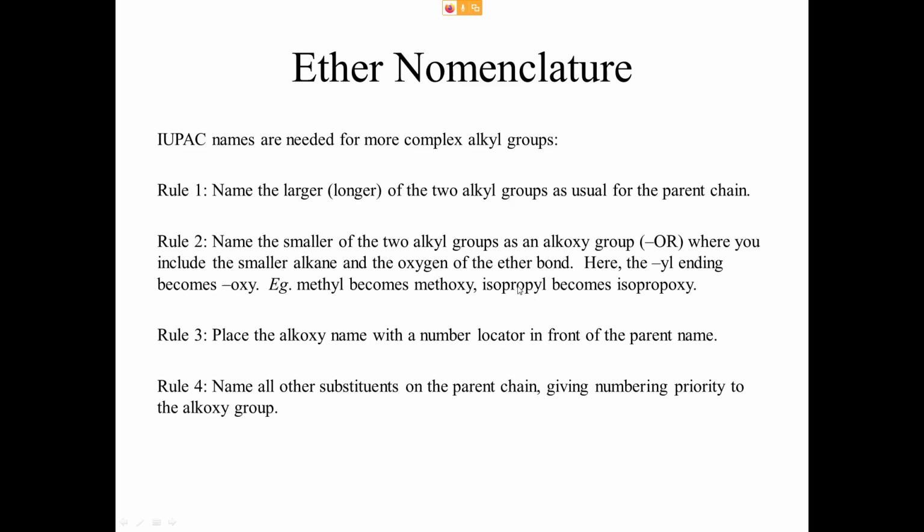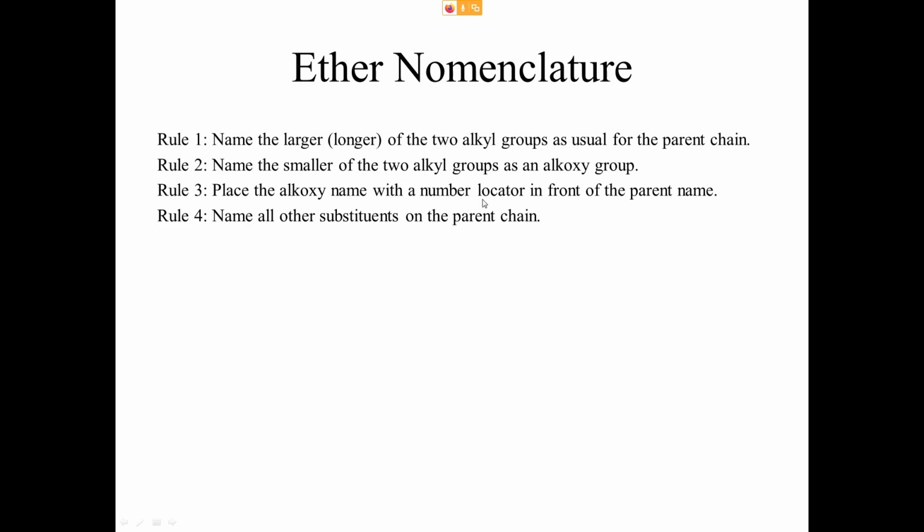Isopropyl attached through an oxygen becomes isopropoxy. We just change that ending. We drop the YL ending and add oxy. Right? So YL goes away and becomes oxy. And we put it in front with a locator like you would normally, right? And name all the other substituents again, giving priority to the main chain and the oxy group. Okay, so I've shortened those rules up here.